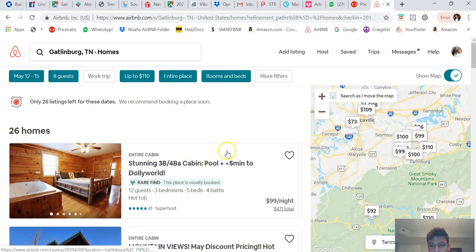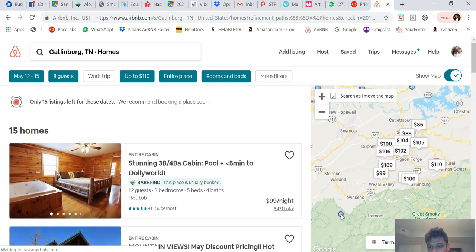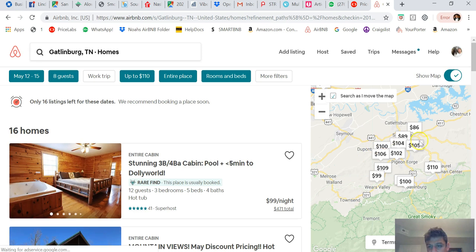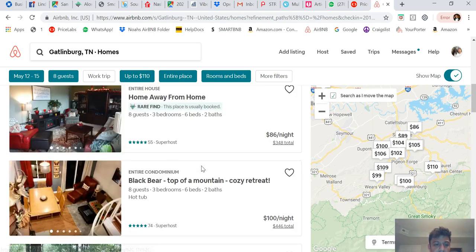26. So now we're getting down to a smaller number, and we've zoomed back out into our area of this Pigeon Forge, Gatlinburg, Wears Valley whole area. And we're at 16 homes now. So there's only 16 homes. And if you have an 8-guest party, and you only have $110 a night, there's only 16 homes you can book. Okay?